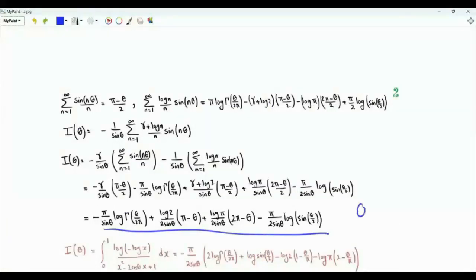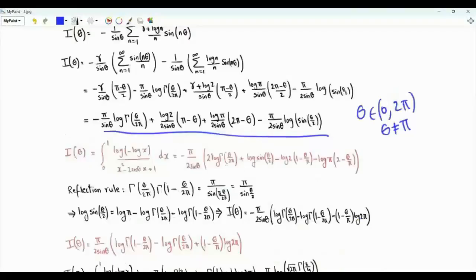Here is the expression for I of theta. Recall that theta is in the open interval between 0 and 2 pi, and there was a step in the derivation in which it was a must to assume that theta is not equal to pi so that we don't divide by 0. And this is clear from the expression. We have sine theta in the denominator, and this is 0 if theta is equal to pi. As we will do shortly, we obtain I of pi using limits.